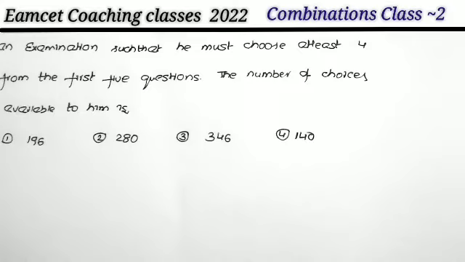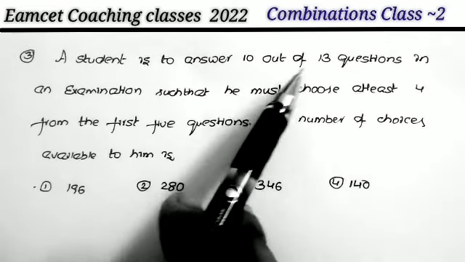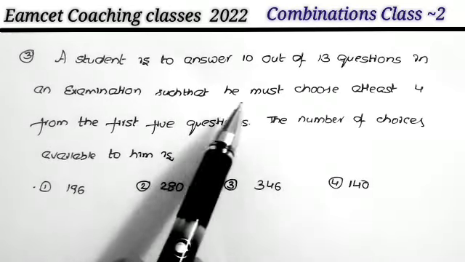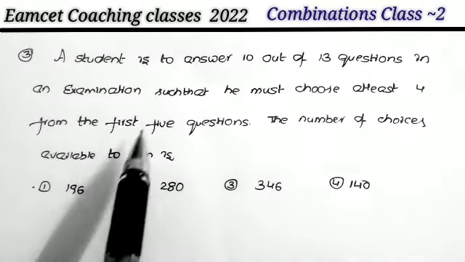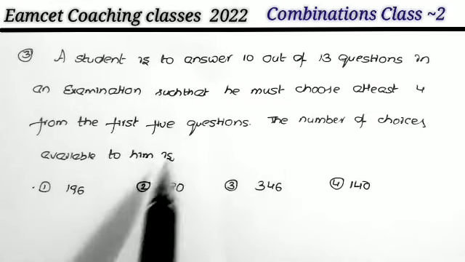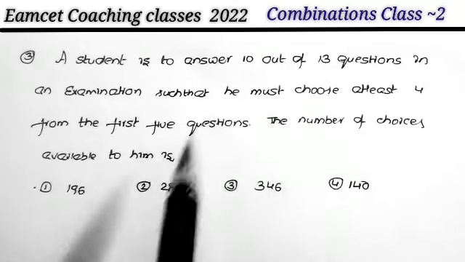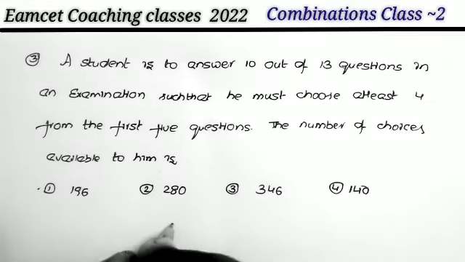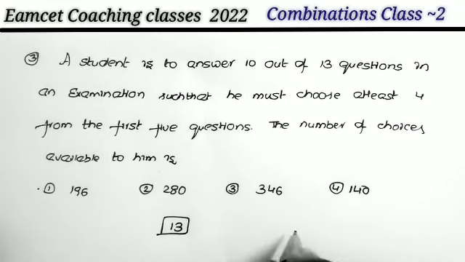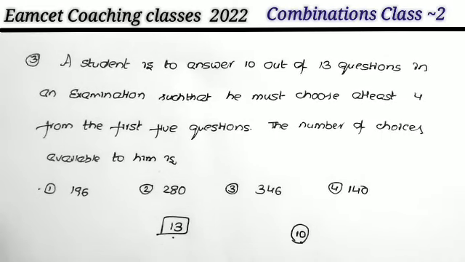That's all. Next one. A student is to answer 10 out of the 13 questions in an examination such that he must choose at least 4 from the first 5 questions. The number of choices available to him is equal to. A student is to answer 10 questions out of the 13 questions. That is, in an examination paper, 13 questions are given. Total number of questions is equal to 13. The student has to attempt only the 10 questions. That is, we have to select the 10 questions out of these 13 questions. That is the actual question.